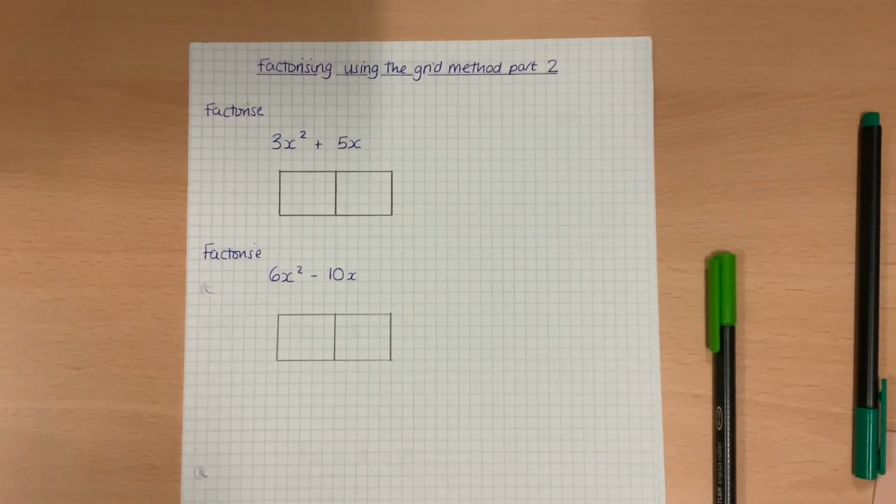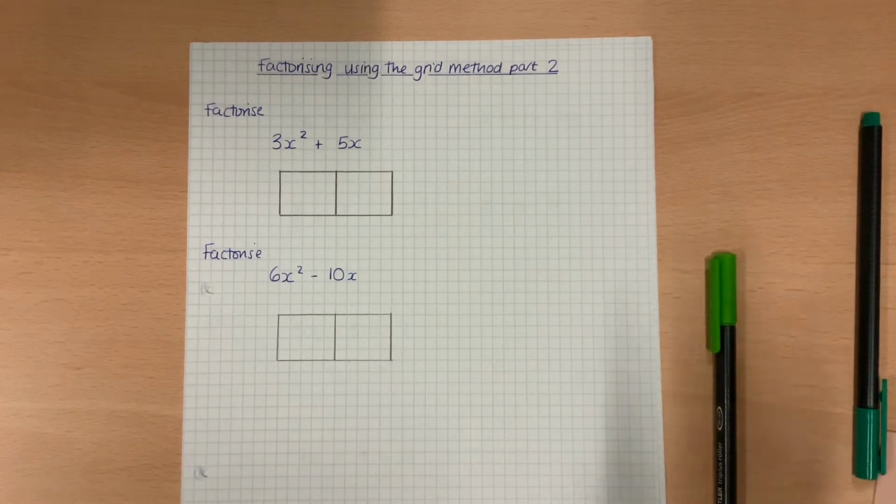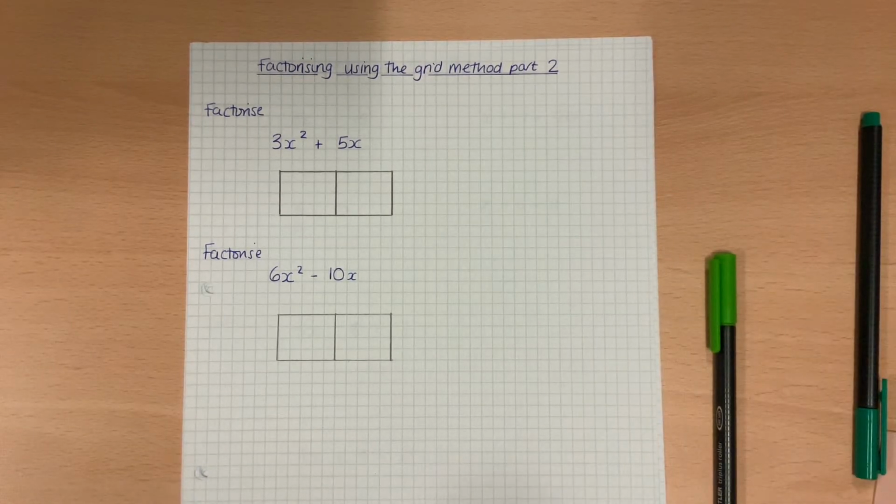Everyone, hope you're okay. So this is Factorising part 2. Last lesson we looked at factorising where we just had to find a number, the highest common factor that went into both parts of the expression. So today, let's look at the difference.